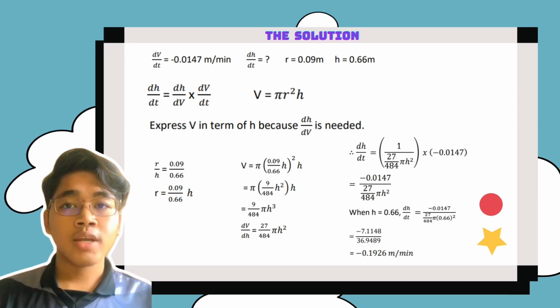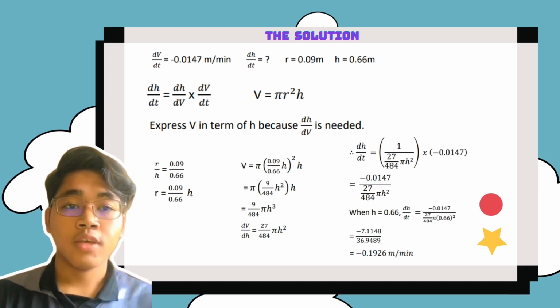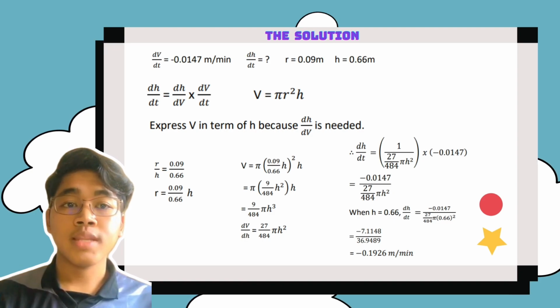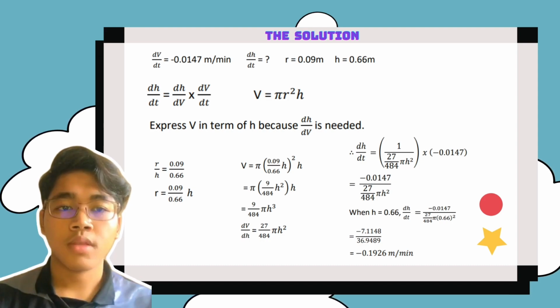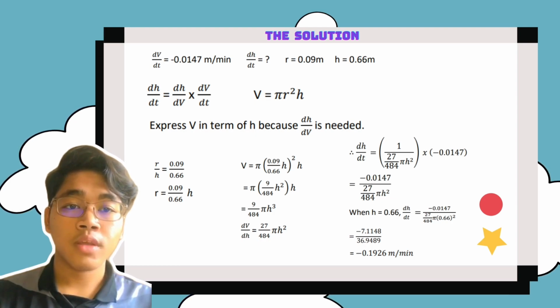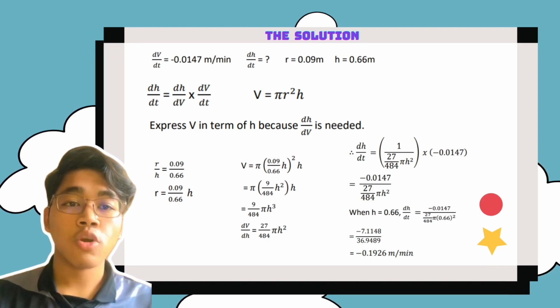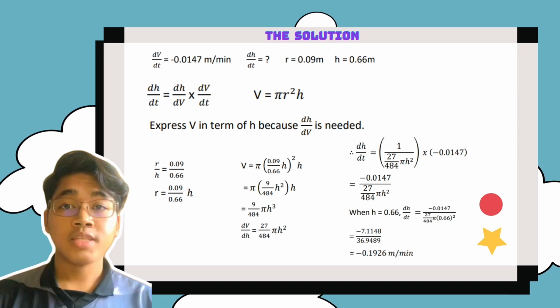Then after substituting r in terms of h, we put r into the formula of the cylinder volume, which is V equal to pi r squared h. Then we can get the volume in terms of h only. Then we simplify it to the easiest equation so that we can differentiate it easily. The volume is 9 over 484 pi h cube. So we differentiate it and dv over dh is equal to 27 over 484 pi h squared. After that, we can put all the values that we have into the chain rule formula.